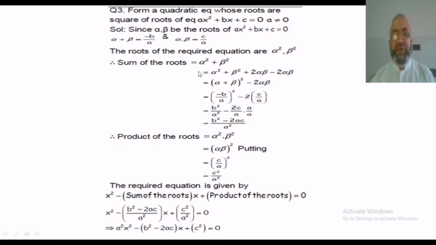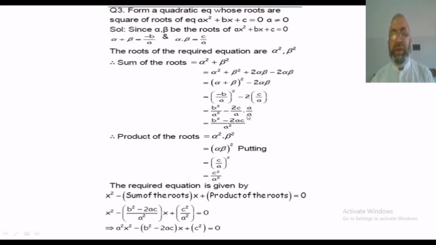So again, the sum of the roots, alpha square plus beta square. Change this into sum and product form by adding 2 alpha beta and subtracting 2 alpha beta. From the first three terms we get alpha plus beta whole square minus 2 alpha beta. Putting the value of sum and product, so minus b by a whole square minus 2 times the product of the roots, c by a.